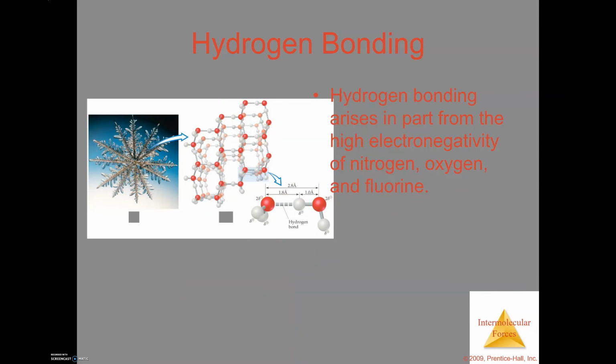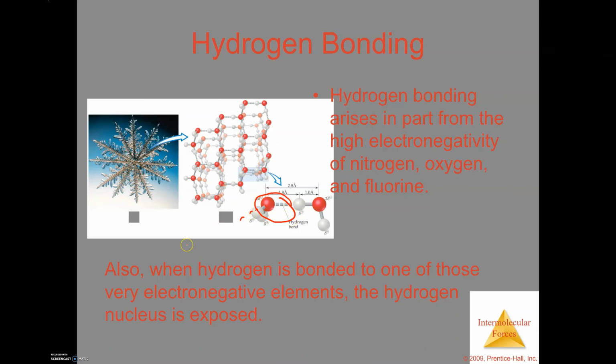So again, the hydrogen bonding arises because of the electronegativities of those three: nitrogen, oxygen, and fluorine. Also, when hydrogen is bonded to one of those very electronegative elements, the hydrogen nucleus is exposed. So that's where we get this interaction here. This hydrogen can interact with the oxygen from a neighbor molecule, especially within water.